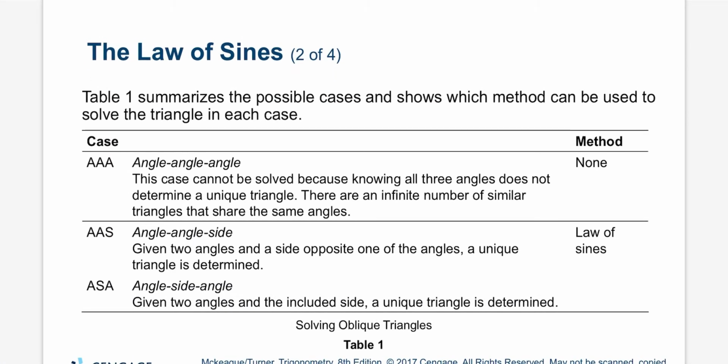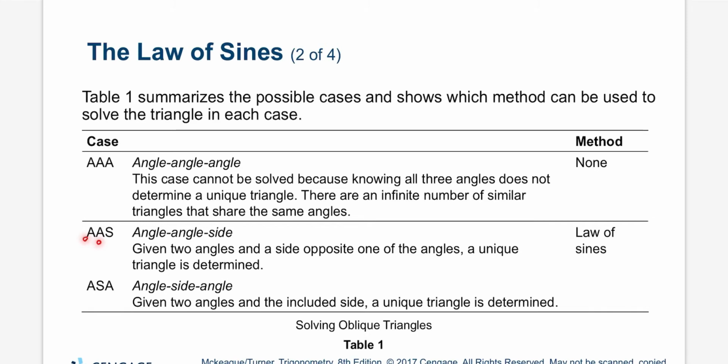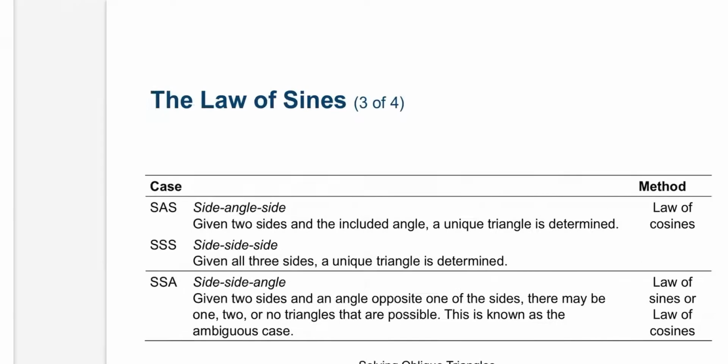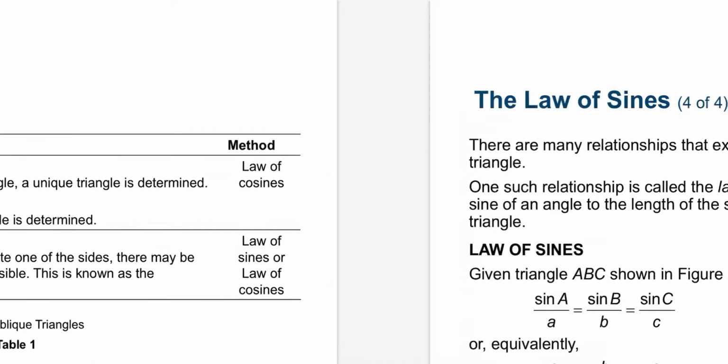Whenever you have angle, angle, angle, this triangle cannot be solved. There's no method that we can use. Whenever you know an angle, an angle, and a side, you can use the law of sines. Whenever you have angle, side, angle, you can also use the law of sines. When you have side, angle, side, you want to use the law of cosines. Same thing with side, side, side, which we will get to in the next section. And when you have side, side, angle, you can use either the law of sines or the law of cosines.